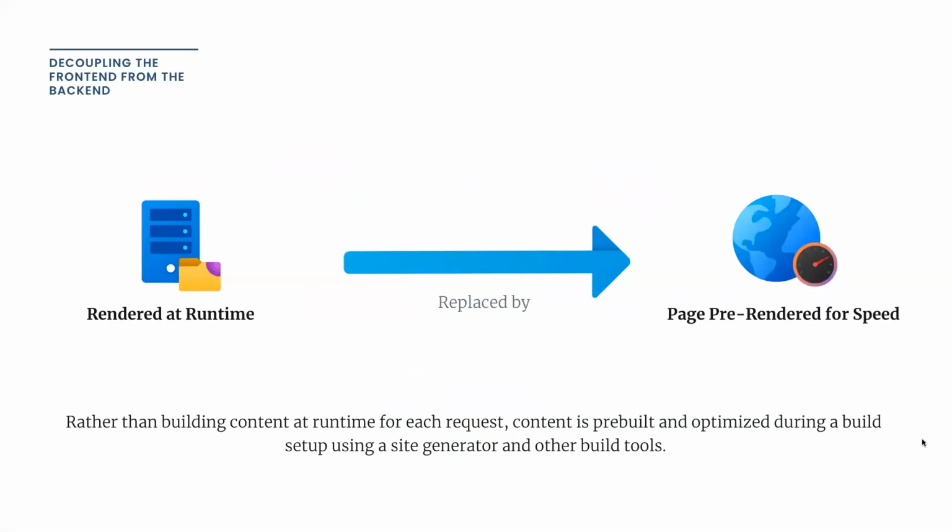So again, rendered at runtime versus pre-rendered for speed, right? That's the transition that we're moving towards. Rather than building content at runtime for each request, content is pre-built and optimized during build time by utilizing a static site generator, and then deployed.